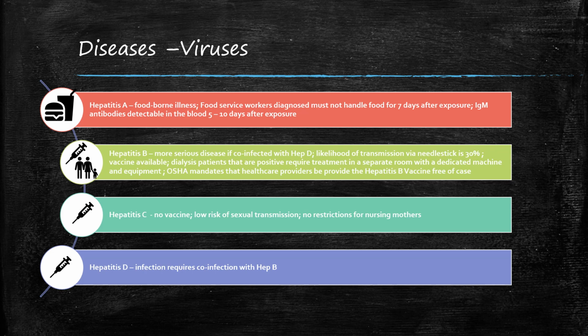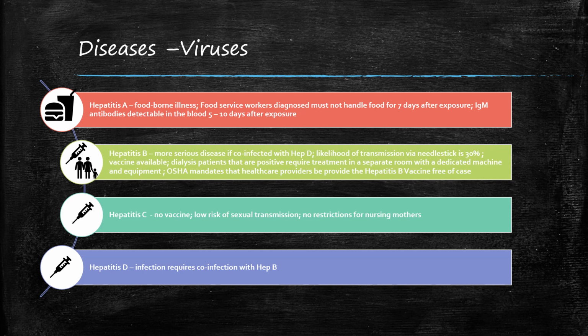Hepatitis A is a foodborne illness. Food service workers must not handle food for 7 days after exposure, and you look for symptoms along with the IgM antibodies to confirm this disease. Hepatitis B is more serious if co-infected with Hep D.